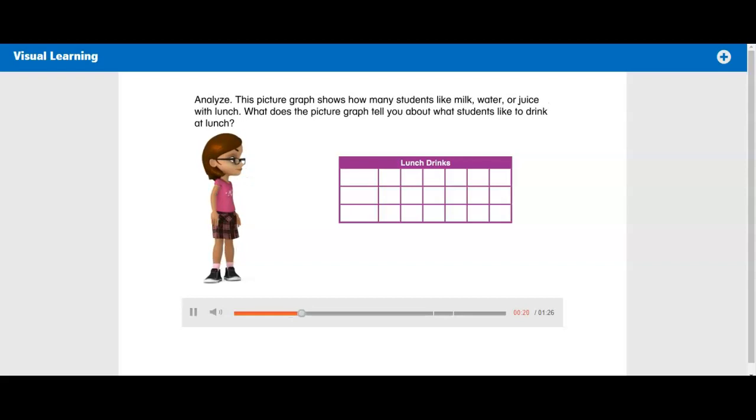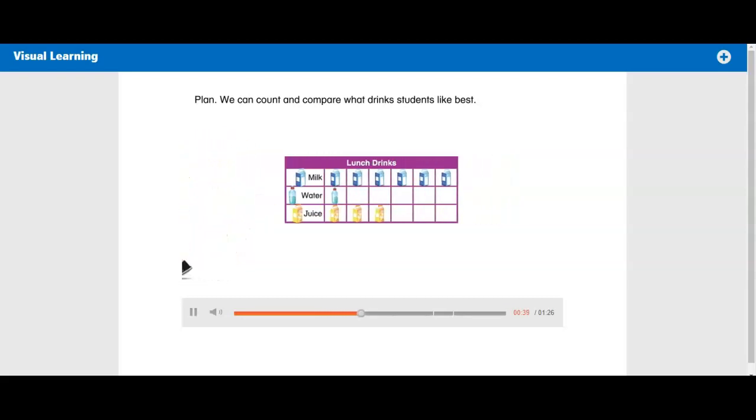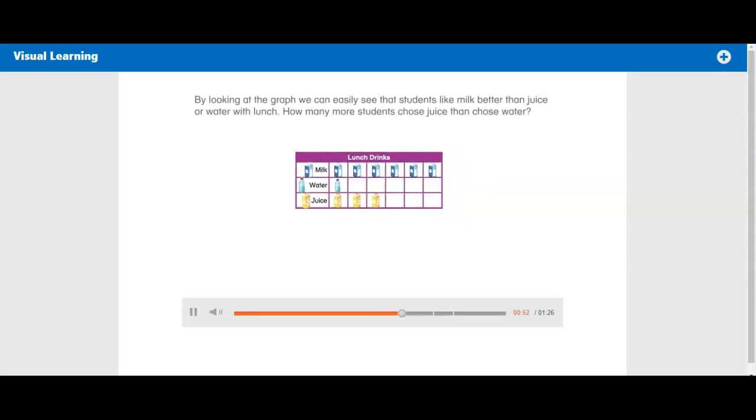Analyze. This picture graph shows how many students like milk, water, or juice with lunch. What does the picture graph tell you about what students like to drink at lunch? Plan. We can count and compare what drinks students like best. Let's count. Solve, justify, and evaluate. 6 students like milk. 3 students like juice. Only 1 student likes water. By looking at the graph, we can easily see that students like milk better than juice or water with lunch.